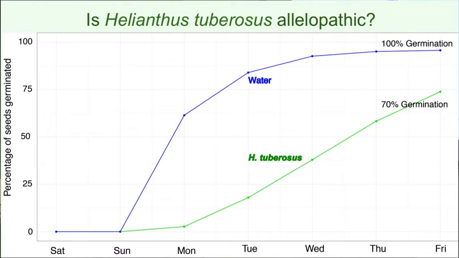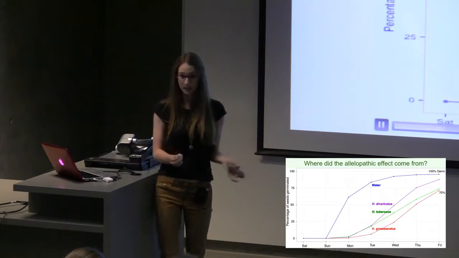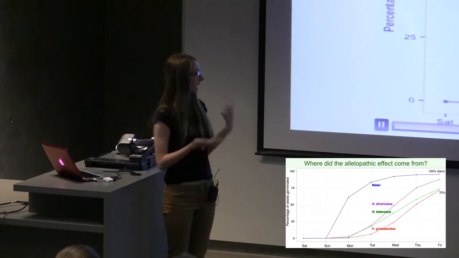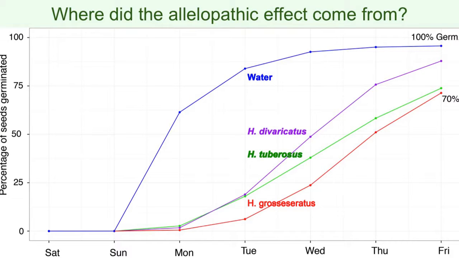Our next question was, where did the allelopathic effect come from? So are either of the parent species allelopathic? Did Helianthus tuberosus inherit allelopathy? This is our blue curve, which is seedlings grown in water. The green one, again, is Helianthus tuberosus, so suggesting allelopathy. The pink one is one of the parent species, Helianthus divaricatus. It gets pretty close to 100% by the end of the week. And the red one is the other parent, Helianthus grosseseratus.